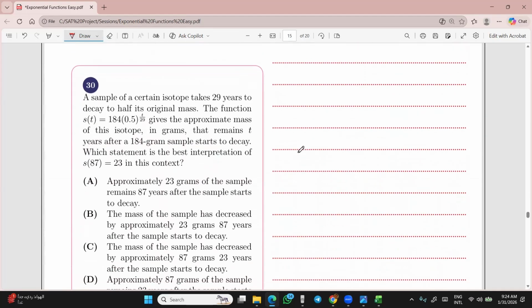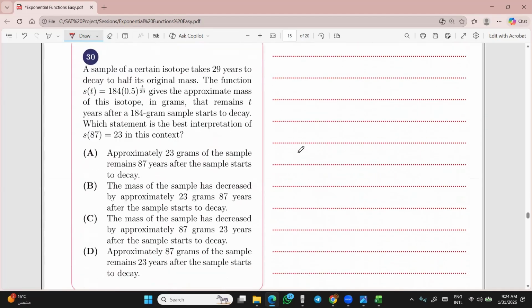And then question number 30, a sample of a certain isotope takes 29 years to decay to half its original mass. This is called the half-life, if you remember it in chemistry. The function S of t is equal to 184 times 0.5 to the power of t over 29, gives the approximate mass of this isotope in grams that remains T years after a 184 gram sample started to decay. Which statement is the best interpretation of this?